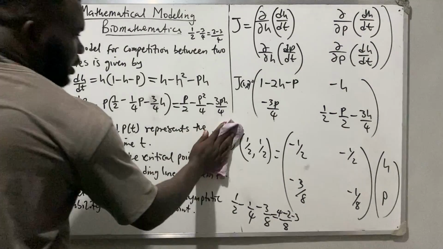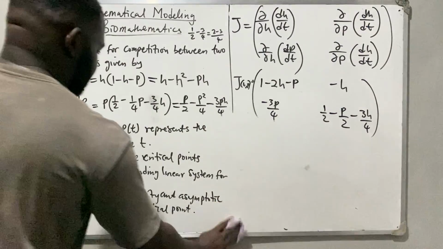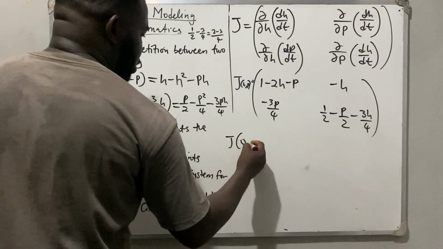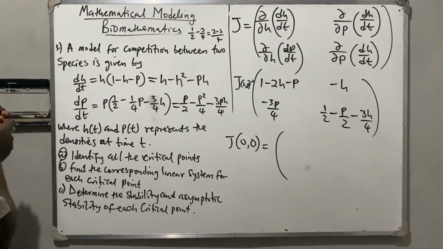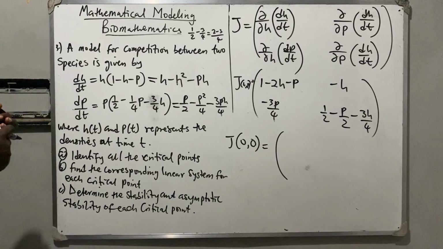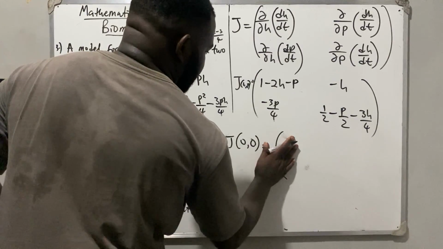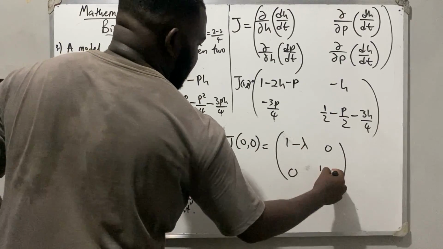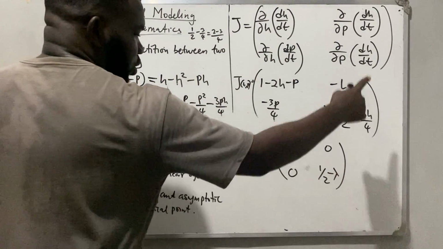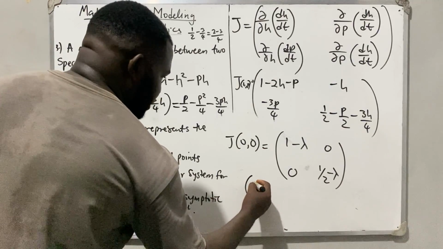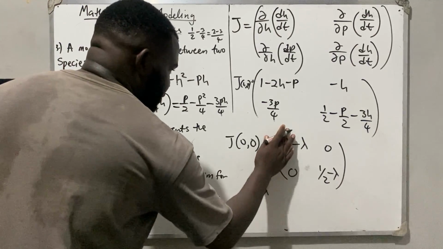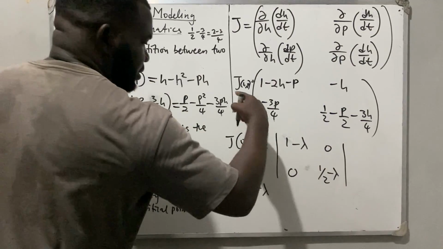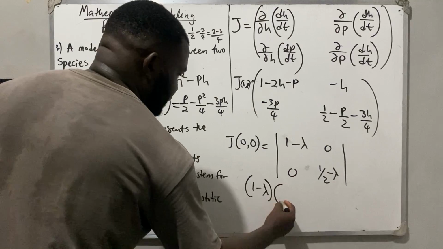So let me clean here. We're now answering C, to determine the stability of each of the critical points. So when we have J of 0, 0, I think we had 1, 0, 0, half. So if you put minus lambda here and put minus lambda here and do your matrix, you are going to have that this is 1 minus lambda. Put this straight so that they know that I want to get the determinant. So determinant is left minus right. So this is the left.